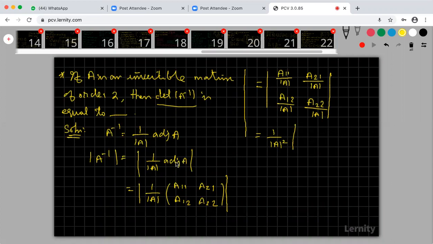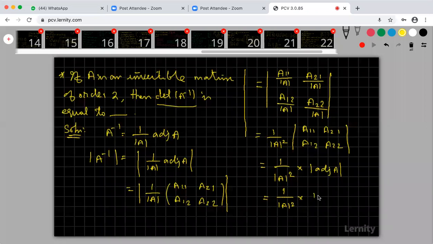Why am I using adjoint of A as A11, A12, A21, A22? Because it is given: my A is only a 2 cross 2 matrix, order is 2. So the remaining is A11, A21, A12, A22. Therefore this is 1 by determinant of A the whole square into this, which is nothing but adjoint of A, so the determinant of adjoint of A. So 1 by determinant of A the whole square. What is the determinant of adjoint of A?